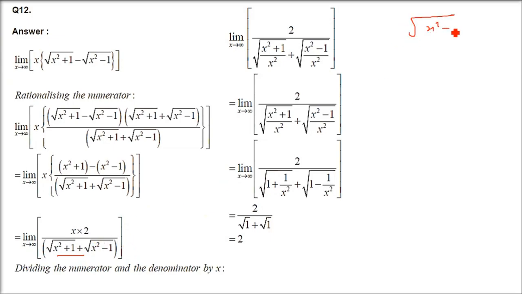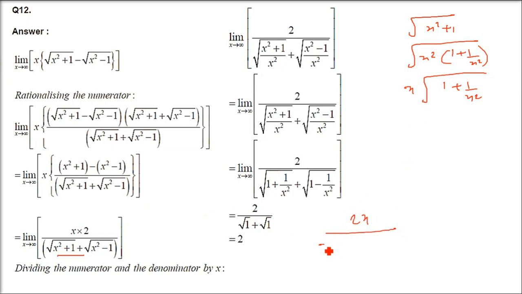This is 2x under root x square plus 1. How do we take x? You have x square times 1 plus 1 by x square. Now x square you can take common, so x will come outside. This is how we are taking x from under root x square plus 1, and the 2x is already there. So you have 1 plus 1 by x square, plus, and then again x we are taking outside, 1 minus 1 by x square.